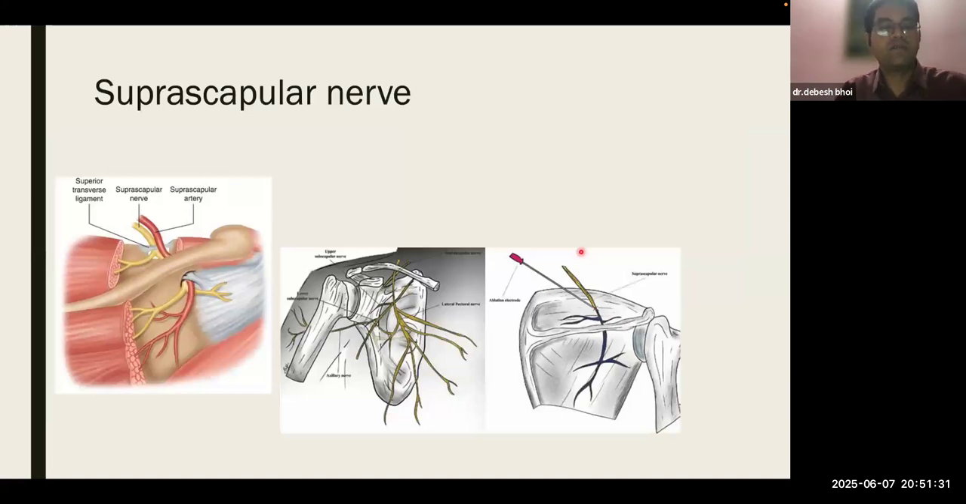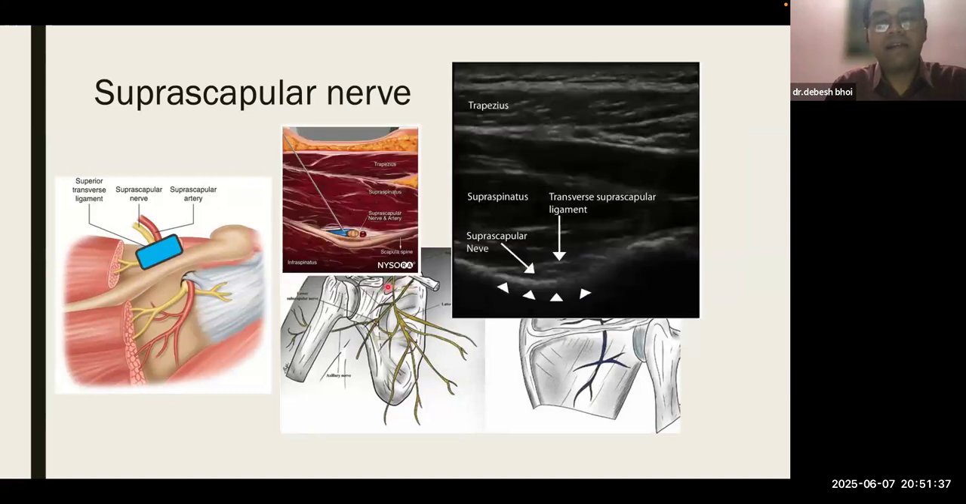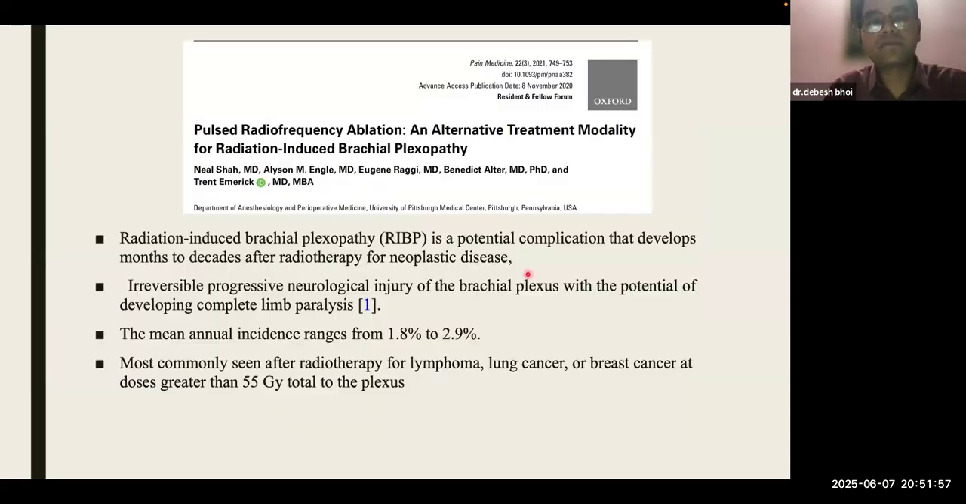Again, for the suprascapular nerve, we can identify the suprascapular notch in this area, and it can be easily done under ultrasound guidance. You identify just above the cranial part of the suprascapular spine. With the high frequency linear probe, we can identify the supraspinatus muscle. You can see a pulsating artery at the notch, the transverse suprascapular ligament, and the suprascapular nerve can be given a diagnostic block. If the pain relief is there, you can go for a PRF of the suprascapular nerve.